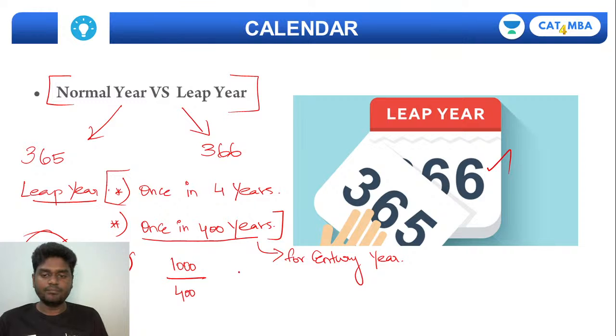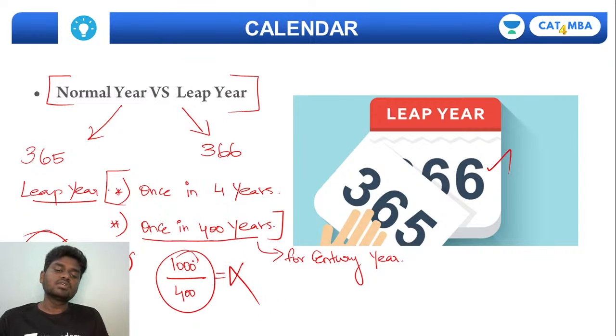So listen very carefully. If you try to divide 1000 by 400, it will not divide exactly. Definitely you'll be getting a remainder of 200. So then I can 100% say that the 1000th year is absolutely not a leap year. I hope you guys are getting my point here. So what you really need to remember: if it is a normal year, divide by 4, and if it is a century year, divide by 400 and see whether the given year is a leap year or not.